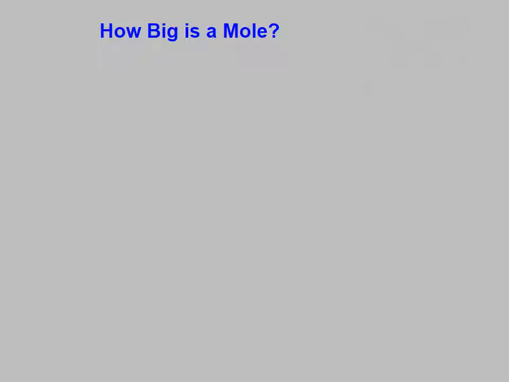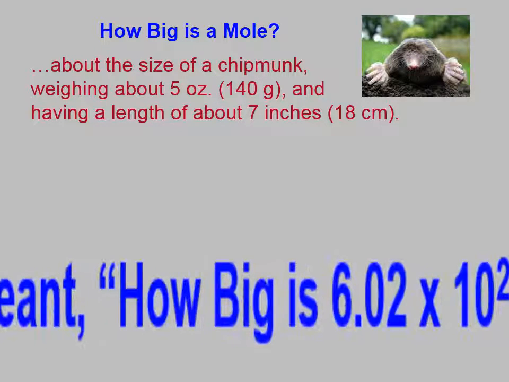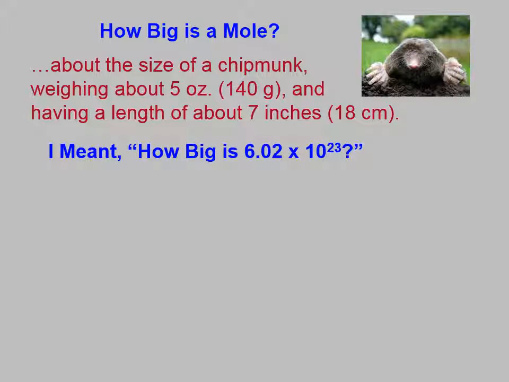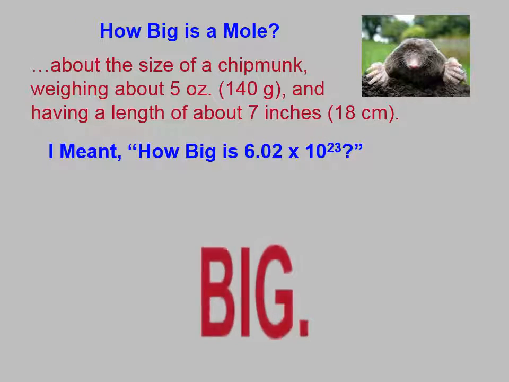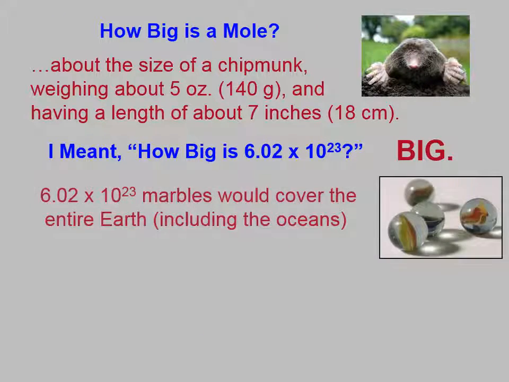Sometimes I'm asked by students, how big is a mole? And my answer has to be about the size of a chipmunk, weighing about 5 ounces, 140 grams, and having a length of about 7 inches, or 18 centimeters. Of course, the question was, how big is 6.02 times 10 to the 23rd? And the answer is big.